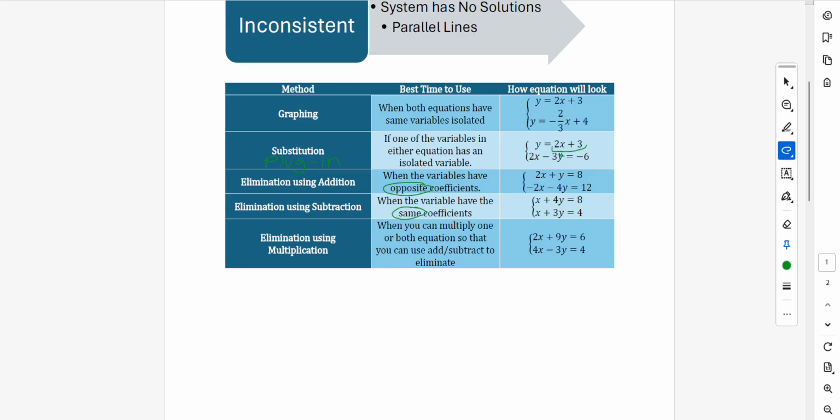And then the last type is using some multiplication. So we use multiplication to create an elimination using addition or elimination using subtraction. When you can multiply one or both equations so that you can use add or subtract to eliminate. So like here, we can eliminate x by first multiplying it by 2, or you can eliminate y by multiplying the second one by 3. Sometimes you multiply one, sometimes you multiply both.